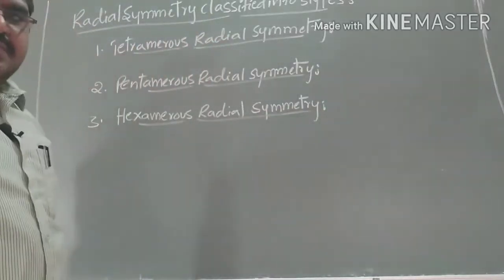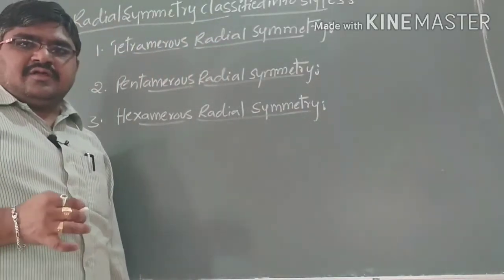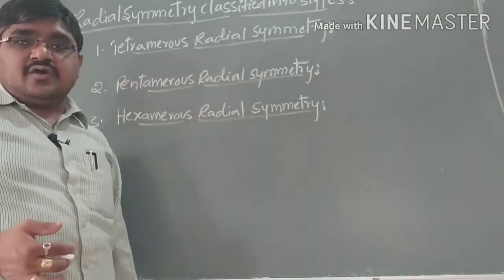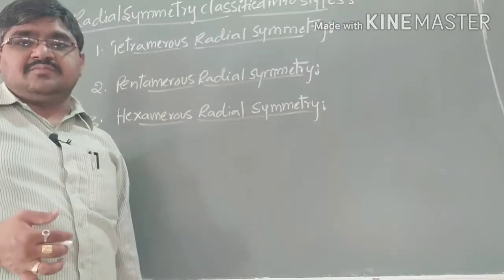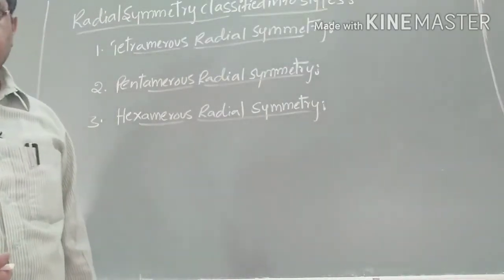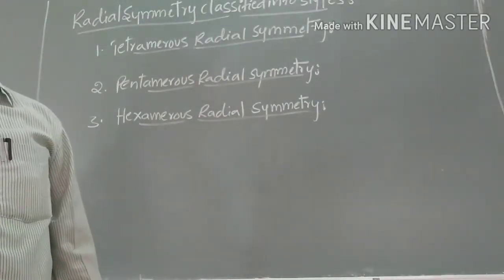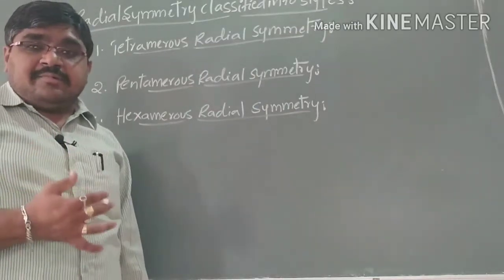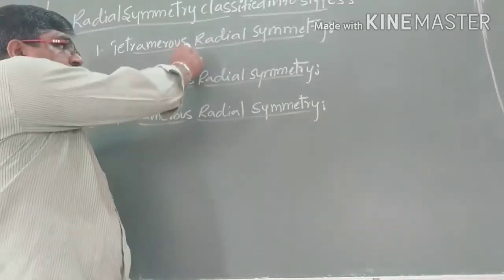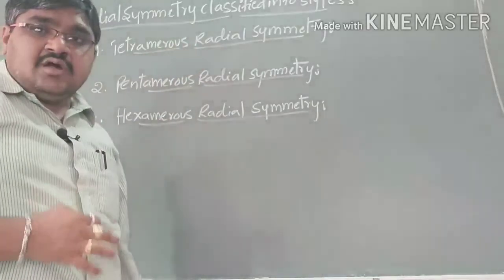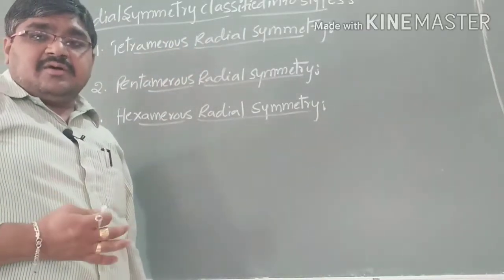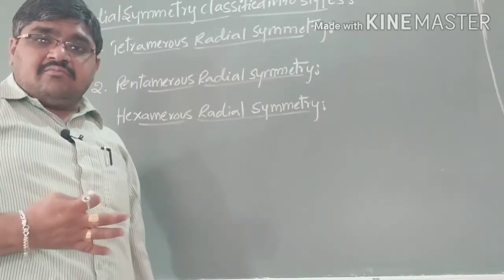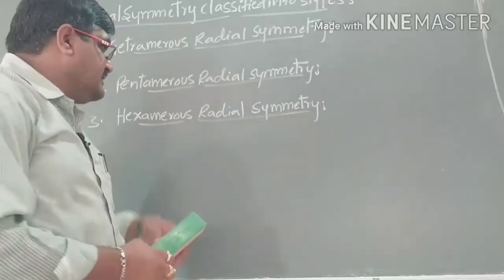Tetra means four. That means division of the body produces four halves or multiples of four. Then we can call this tetramerous, where the body parts are arranged in the form of four or multiples of four. If the body parts are arranged in the form of five or multiples of five, we call it pentamerous.